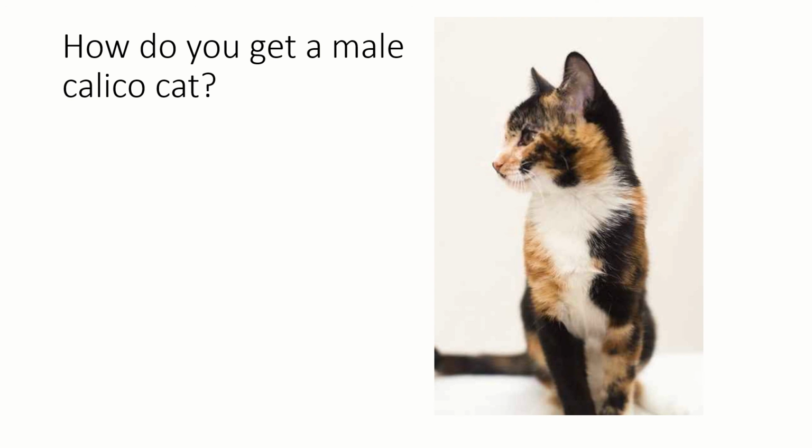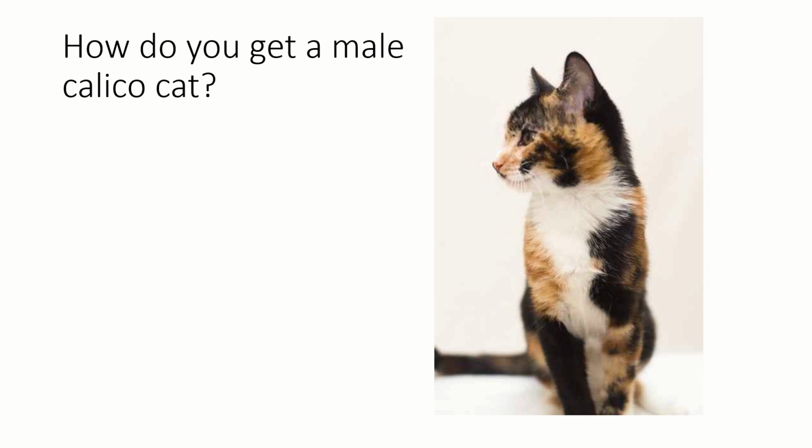Now, one more interesting take. How do you get a male calico cat? And yes, this is a cat that showed up at a cat rescue or an animal shelter a few years ago, a male calico cat. So how do you get a male calico cat if in order to have black and orange, the cat has to have two X chromosomes, but in order to be a male, it has to have an X and a Y?